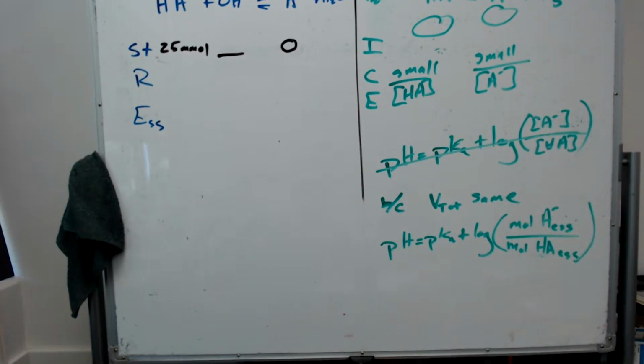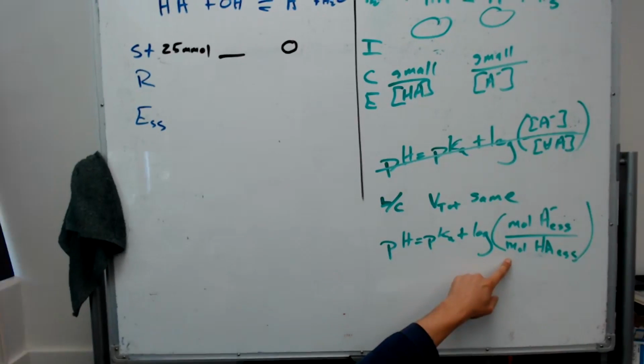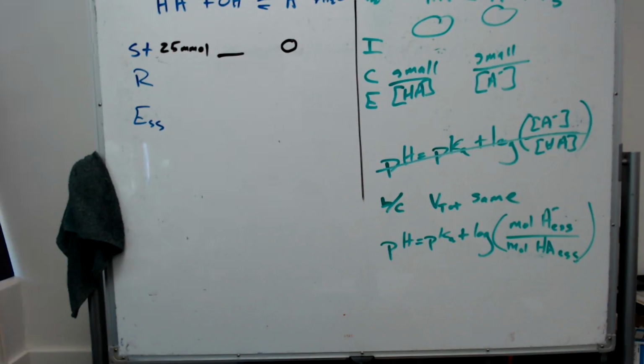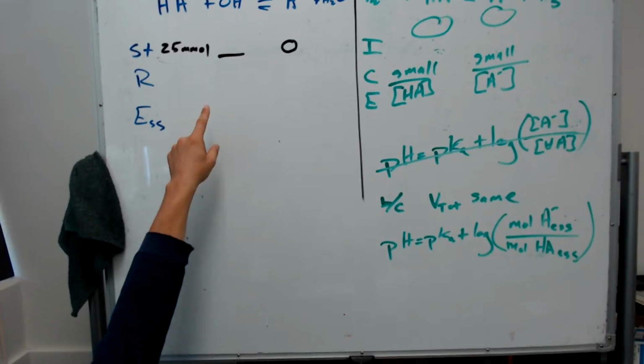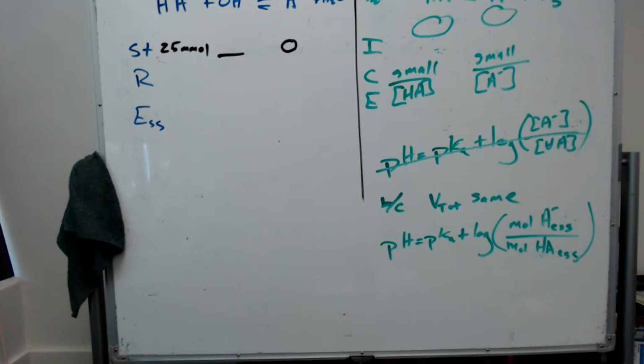Are the volumes the same? Yes, if the total volume for the A minus and the HA is the same, then it's concentration divided by concentration, and the volumes cancel out. Are we not adding 1 milliliter of base? Is that what we're doing here? This is the moles at excess. The OH minus is going to be a start. And still, you're adding that 1 milliliter to a beaker, so the A minus and the HA are still in the same volume.